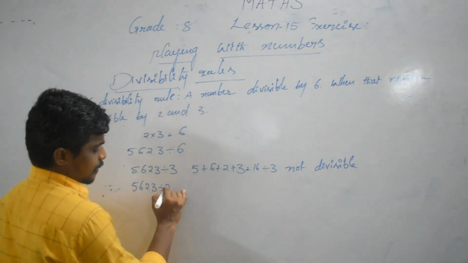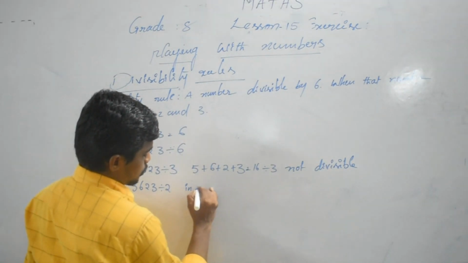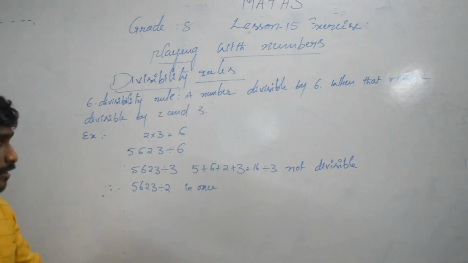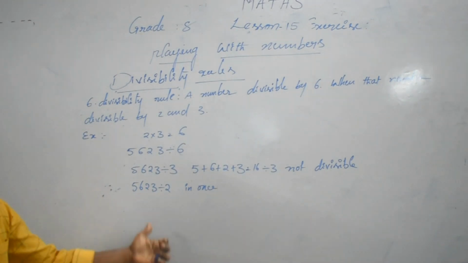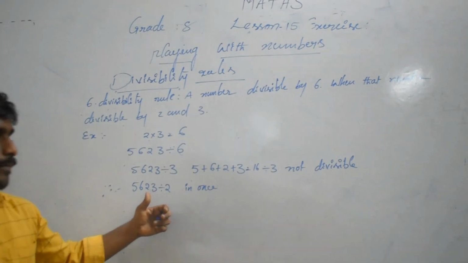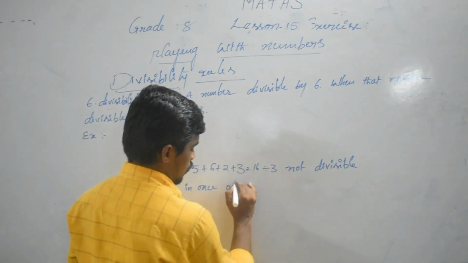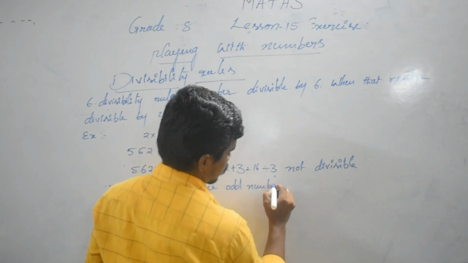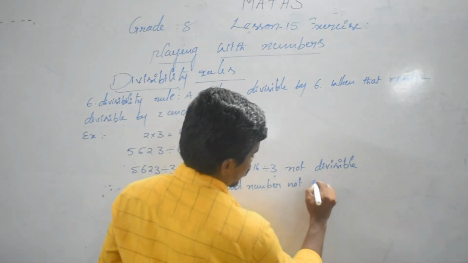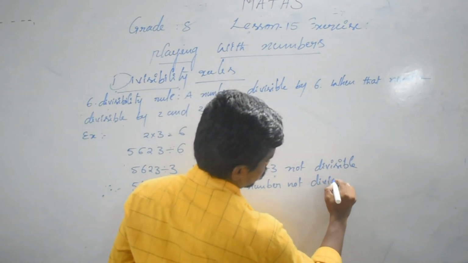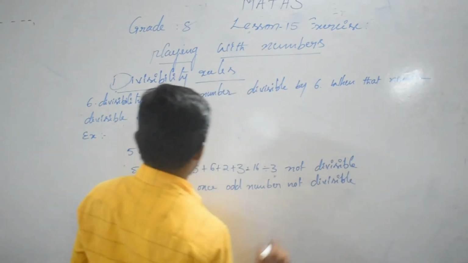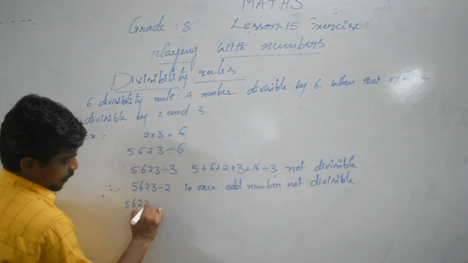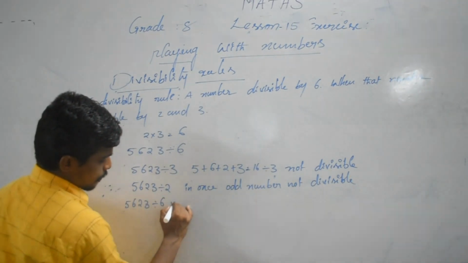5623 divided by 2, in ones place. Actually, what is the 2 divisibility rule? In ones place, an even number. But here the given number in ones place is odd, so not divisible. So 5623 divided by 6 is not divisible.